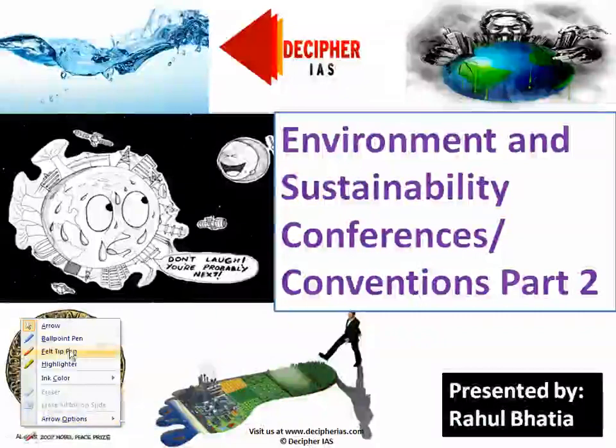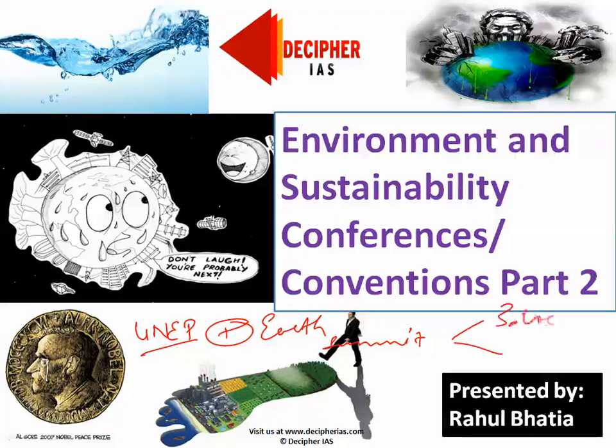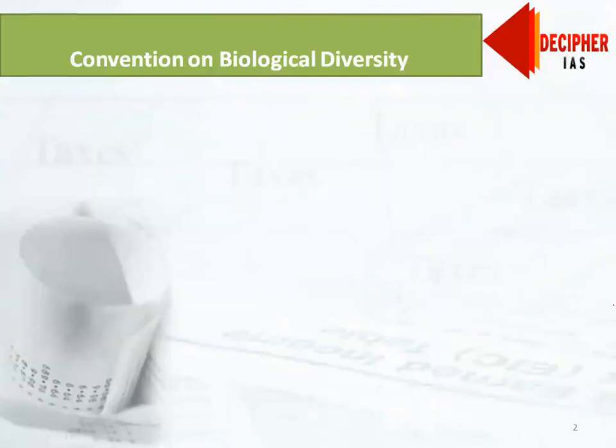Today we are going to take the second part of our series on environment and sustainability. In the last part, we covered the basics about UNEP, the UN Environment Program, plus we did the Earth Summit. In the Earth Summit, we had three documents and three conventions. Out of these three conventions, one was UNFCCC, one was CBD, and one was UNCCD. This is on desertification, this is on biodiversity, this is on climate change. So we are going to deal with CBD, the Convention on Biodiversity, in this video lecture. So let's move on. Now coming to the Convention on Biological Diversity.